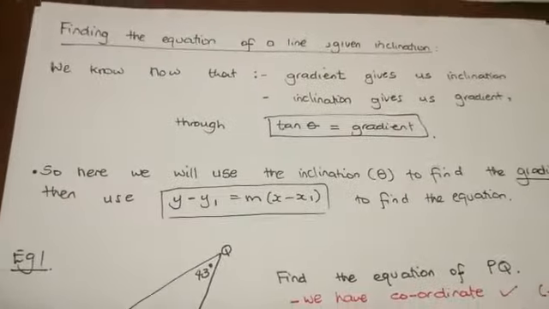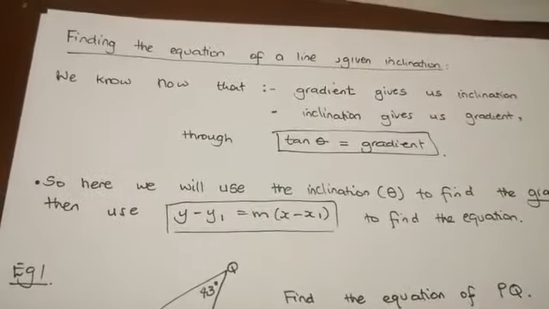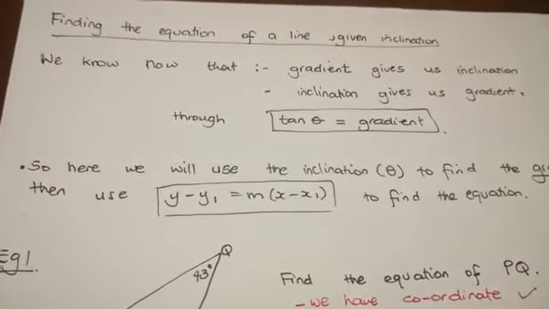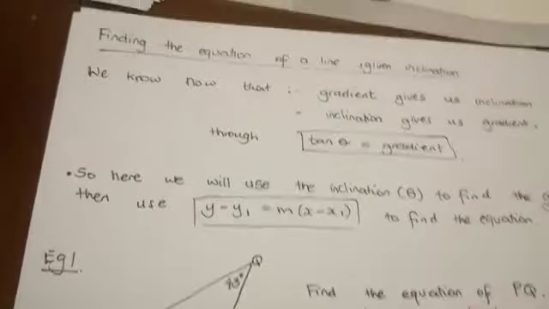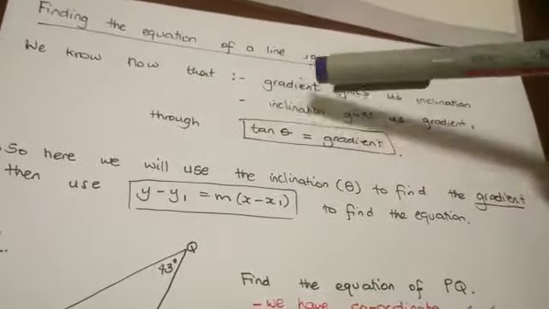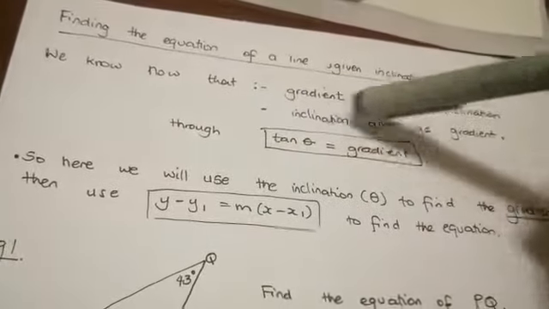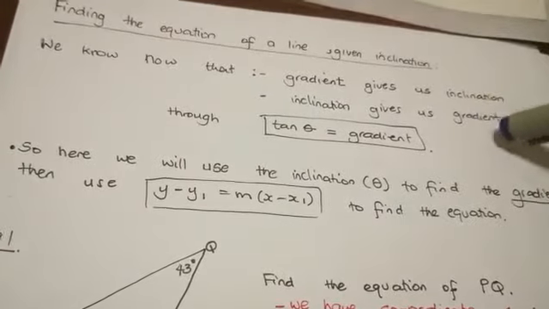Good day, grade 11s. Today we will look at finding the equation of a line given its inclination. We know by now that the gradient gives us the inclination of the line, and the inclination gives us the gradient of the line.